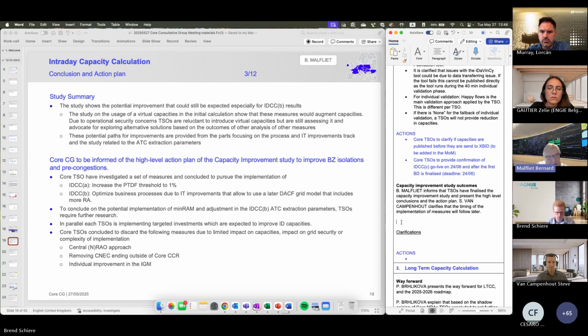MinRAM could help, but it requires further investigation, and so we really need to make sure that we then end up with a process where operational security is not endangered. What else do we have? We have targeted investments that have been implemented, which are also expected to improve intraday capacities. And so these elements together give us a picture that the study shows that indeed there were some parameters, some small things that we could do with quite significant impact. So it was small things to do, but quite significant impact.